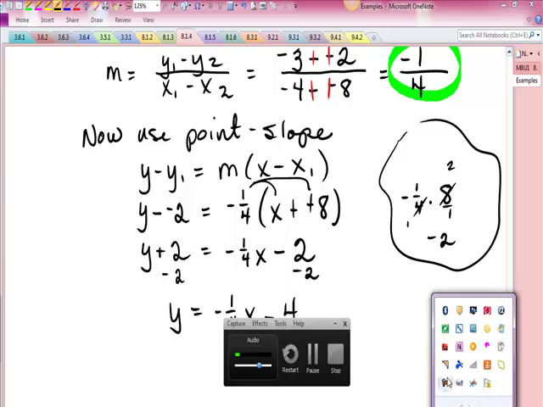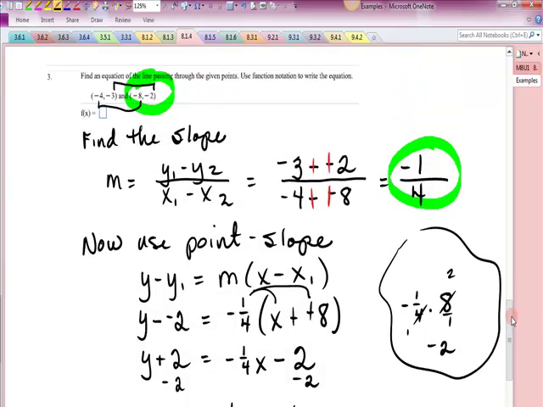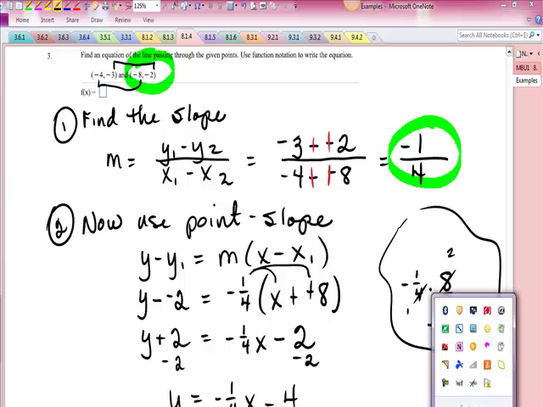Hopefully those 3 examples are enough for you to feel comfortable with finding the equation of a line given 2 points. Remember that every time you're given 2 points, you have a two-part process. First part, find the slope. Second part, use point slope. Okay, work on that assignment.